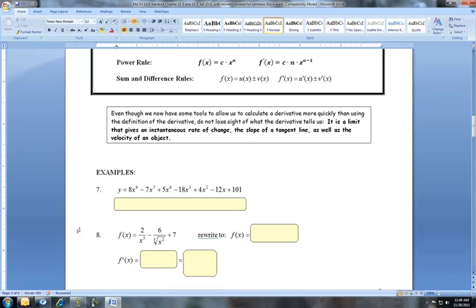I do have some examples. I need you to pause me. You go ahead and you find the derivative of this, and then unpause me and see if you agree with what I've got. So you better pause me now.